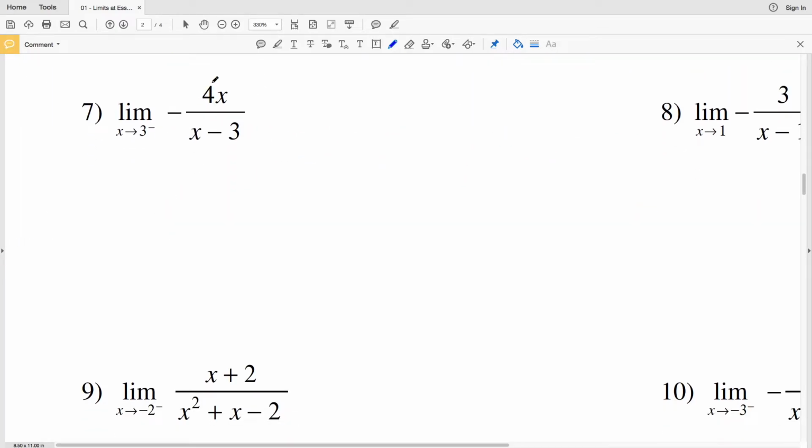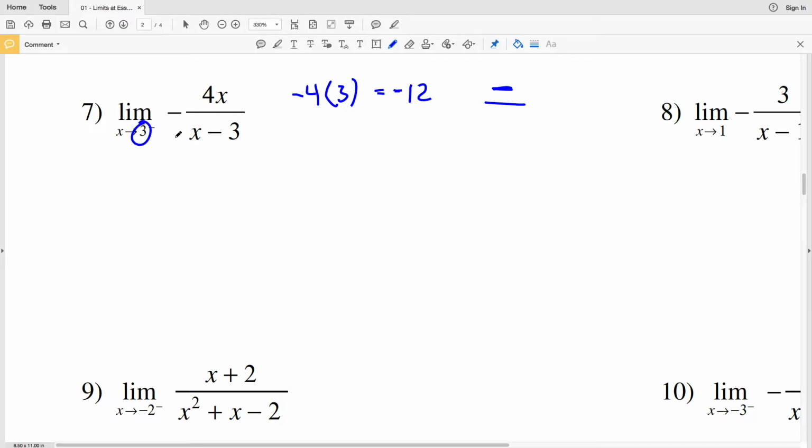For number 7, we have the opposite, or negative 4x over x minus 3. So I'll put this negative with the numerator. So -4 times a positive 3 is going to be a -12. So our numerator is approaching -12 while our denominator is approaching 0. However, we have to figure out whether that's approaching 0 from negative or positive. So far we have a negative for the numerator, and because it's approaching 0, we know that it's going to be infinity. We just have to figure out the sign that goes with that infinity.